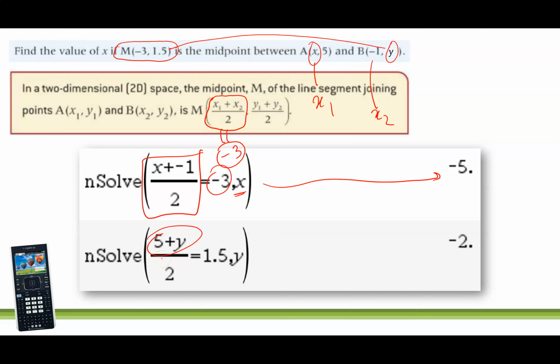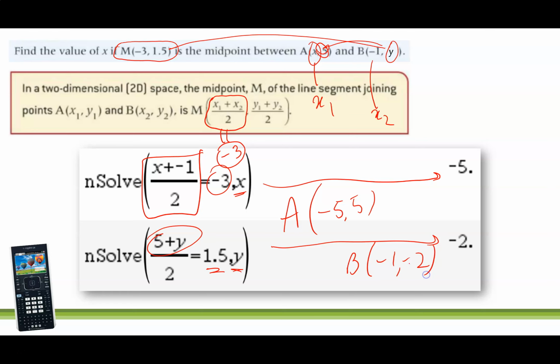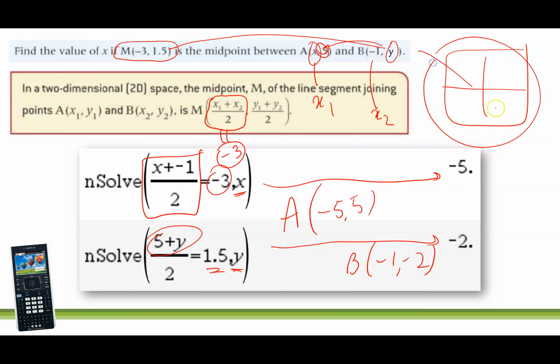Oh, I think I made a mistake. No, sorry, y and 5. I got them back over here. And the answer is 1.5. Solve for y, and the answer is -2. So I know that the point A must have been -5, and point B must have been -1, -2. And notice that I did not need a Cartesian plane, a visualization, to solve it at all. I can use algebra to know what's going on sort of beyond the reach of where I can see.